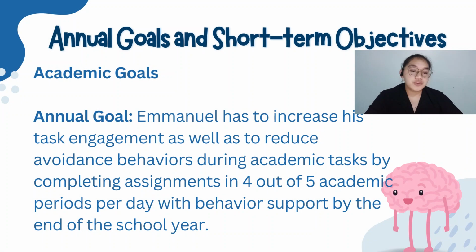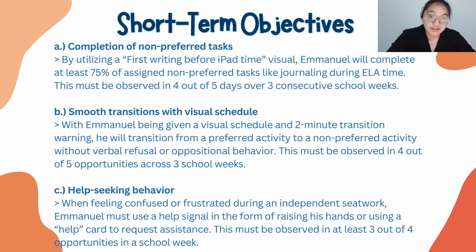So, next, let's move on to annual goals and short-term objectives. So, under academic goals, yung annual goal naman ni Emmanuel is he has to increase his task engagement, ma-reduce yung avoidance behavior niya during academic tasks. And, under yung short-term objectives niya naman under academic, completion of non-preferred tasks. Emmanuel will complete at least 75% of assigned non-preferred tasks like journaling, and this behavior must be observed in 4 out of 5 days over 3 consecutive school weeks. Next one is smooth transitions with visible schedule.